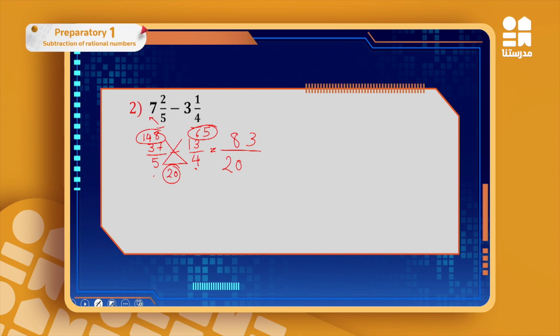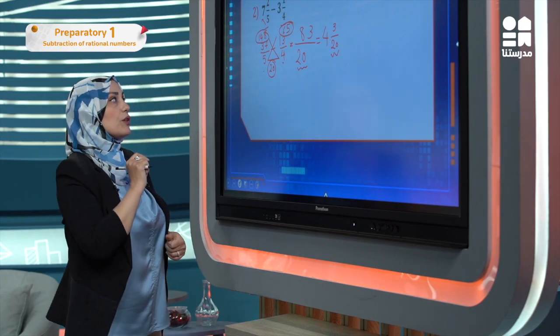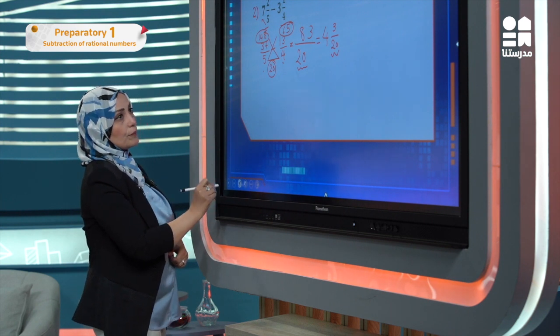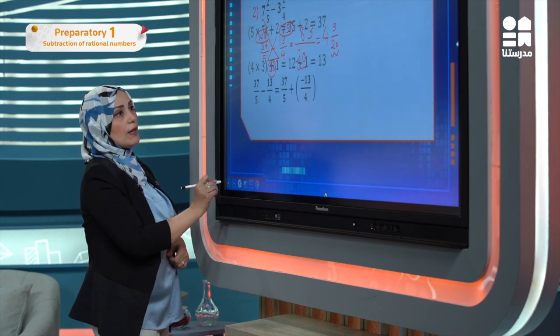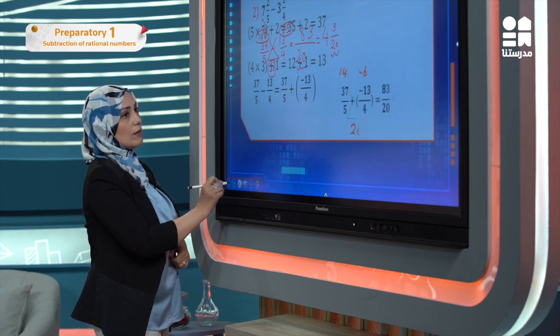Here we have the numerator greater than the denominator, so we need to divide. 83, how many 20s does it have? 83 divided by 20 is 4, because 4 times 20 is 80, and the remainder from this 80 is 3, and put the denominator as it is. Always keep the denominator as it is. Here the quotient is 4 and the remainder is 3. The remainder, write it at the top for the numerator. Let's see another one. The final answer is 4 and 3 over 20.